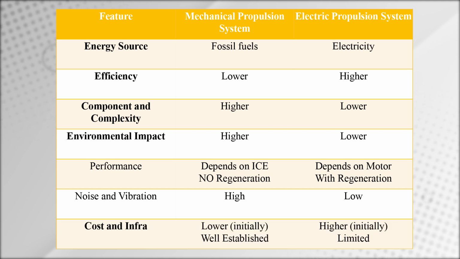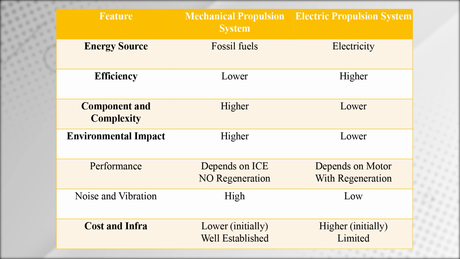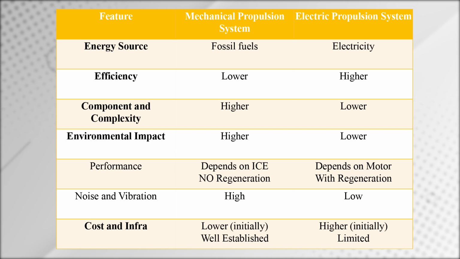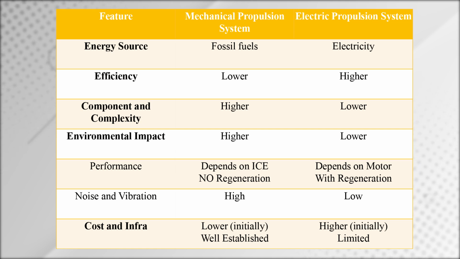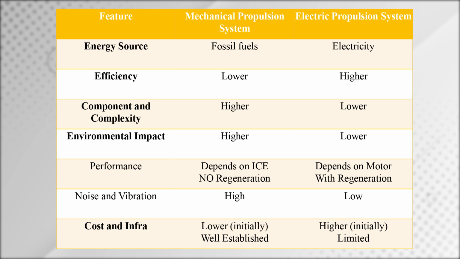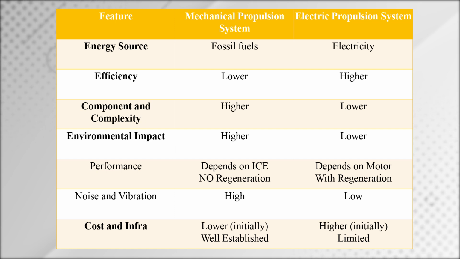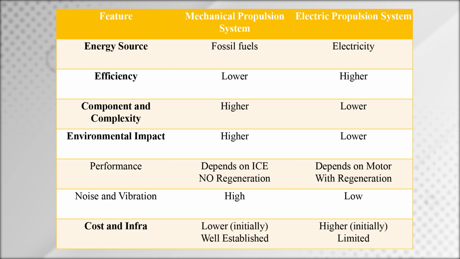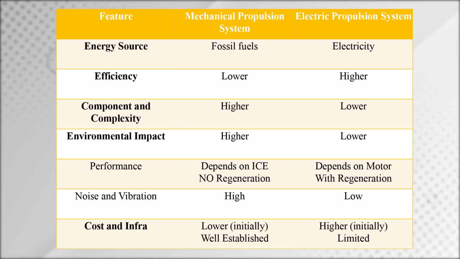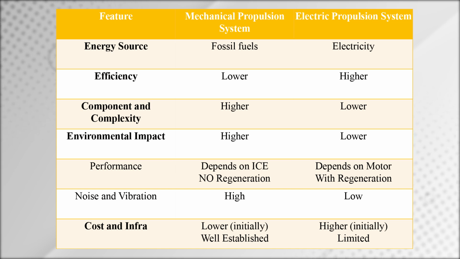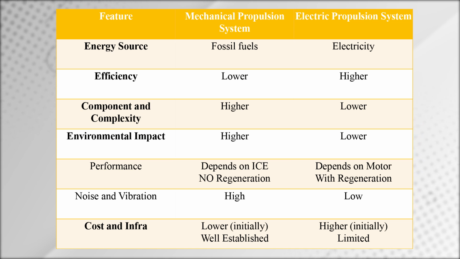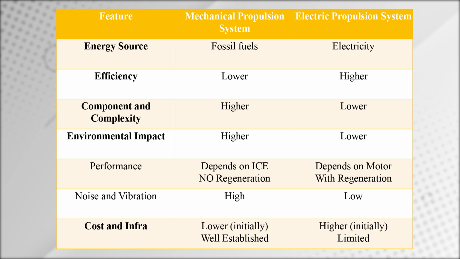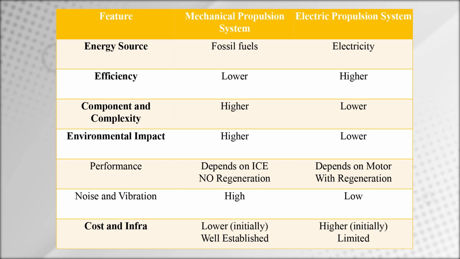If you compare both the propulsion system in terms of the cost and infrastructure, then the electric propulsion system's initial cost is high, however infrastructure is limited, whereas in mechanical propulsion system the initial cost is low and it has well established infrastructure. So, this is a brief comparison about the electric propulsion system and mechanical propulsion system, and this table gives a quick summary of the comparison.